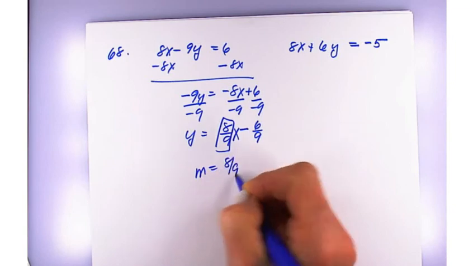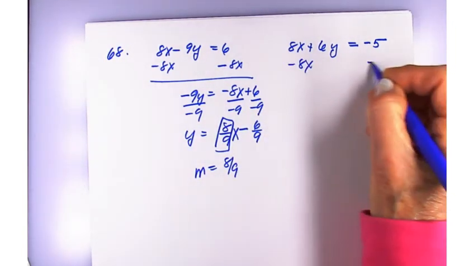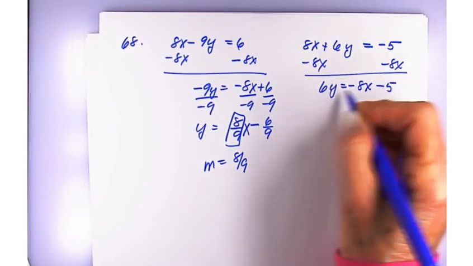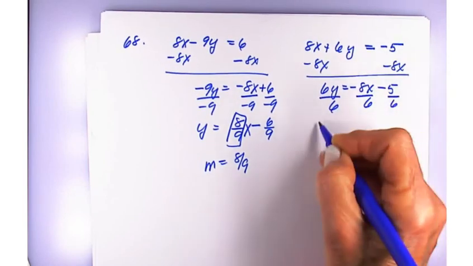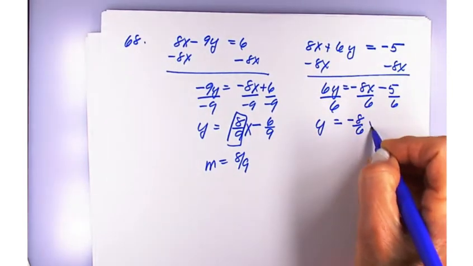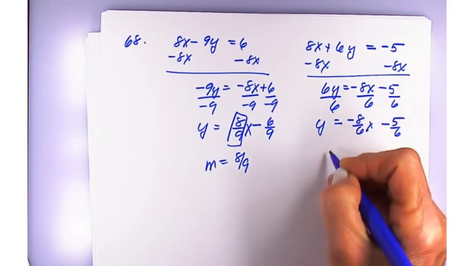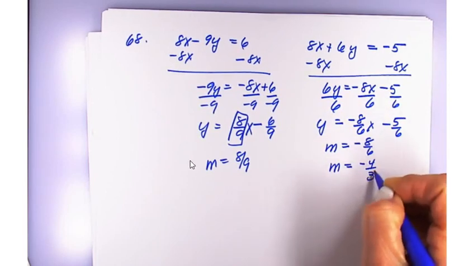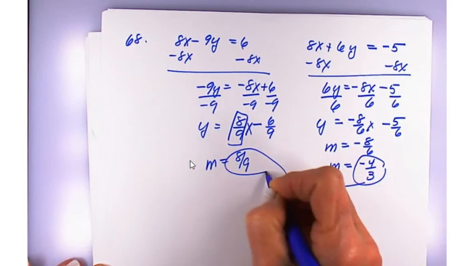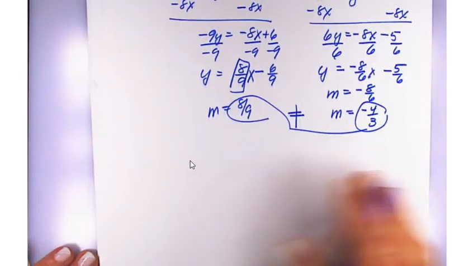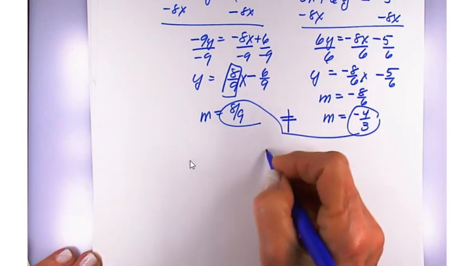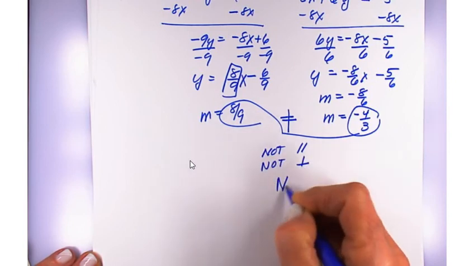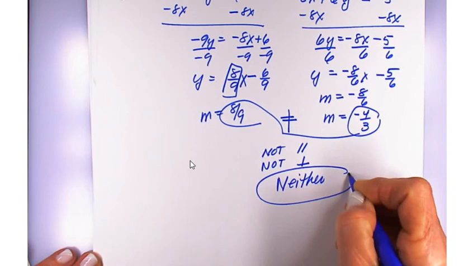Subtract 8x, and here I get 6y equals minus 8x minus 5. Divide by 6, and I get y equals minus 8/6 x minus 5/6. And so my slope here is minus 8/6, and that reduces to minus 4/3. So these two slopes are not equal to each other, so they are not parallel. They are not perpendicular. So the answer is the word neither. Neither, everybody. That's the answer to that.